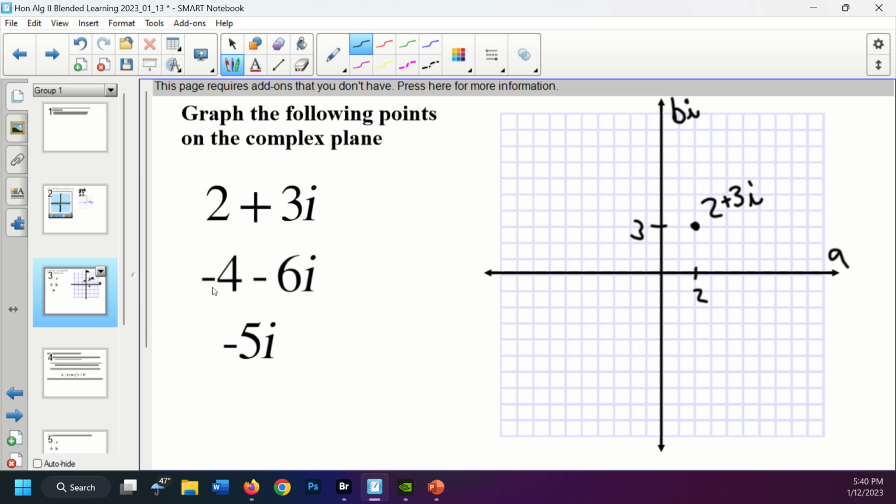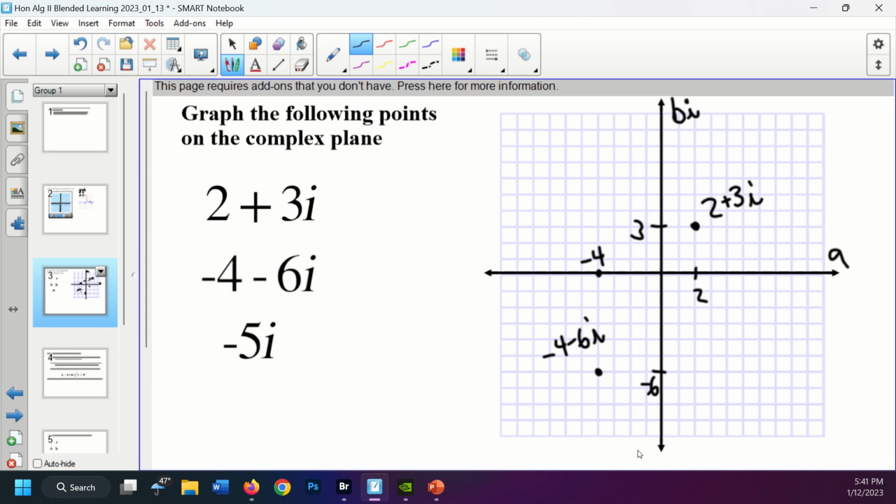Similarly, if I want to go negative 4 minus 6i, I'll come back here: 1, 2, 3, 4. This point right here we'll call negative 4. And we'll go down 1, 2, 3, 4, 5, 6. We'll call this negative 6. And this point right here will be negative 4 minus 6i.